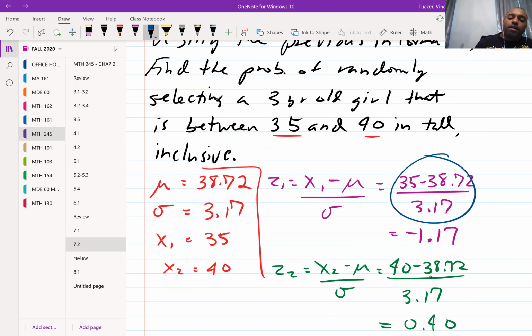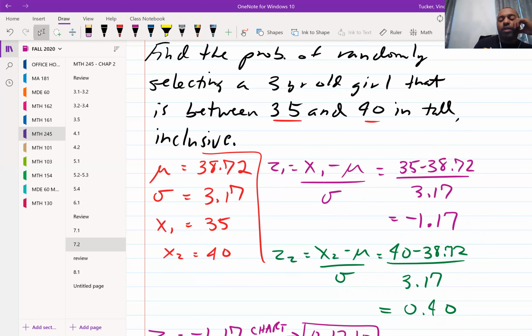So in the purple, I found the first Z-score for data value 35. That's 35 minus 38.72 divided by 3.17. That gives us negative 1.17. And then 40 minus 38.72 divided by 3.17 gives us 0.40.